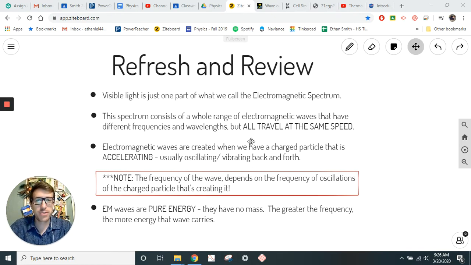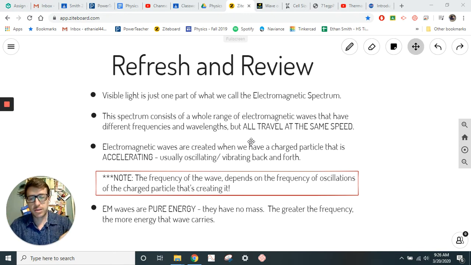Little bit of refresher review from what we covered last time. So number 1, visible light is just one part of this electromagnetic spectrum, which is a whole range. All these different wavelengths are on the spectrum. They have different frequencies, different wavelengths, but they all travel at the same speed.